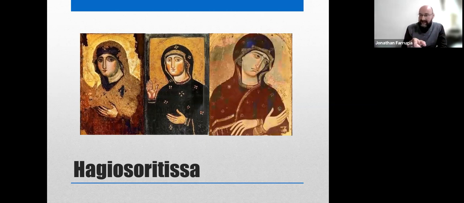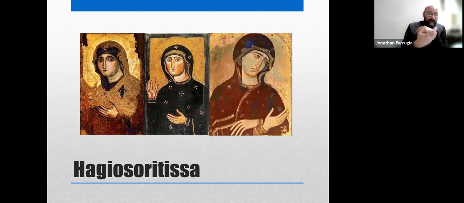And as you can see in this very old Dolores Madonna that you have on the far right of the screen, Mary is not looking at the onlooker. She is looking somewhere else, probably to a crucifix that is right next to her. So you can see the difference. But probably the roots of the Addolorata come directly from these previous images of the Hagiosoritissa.